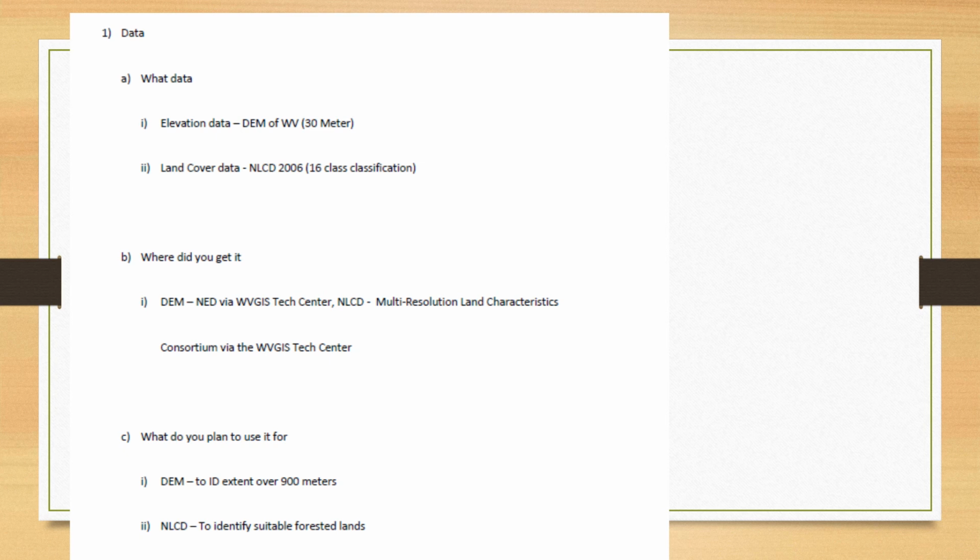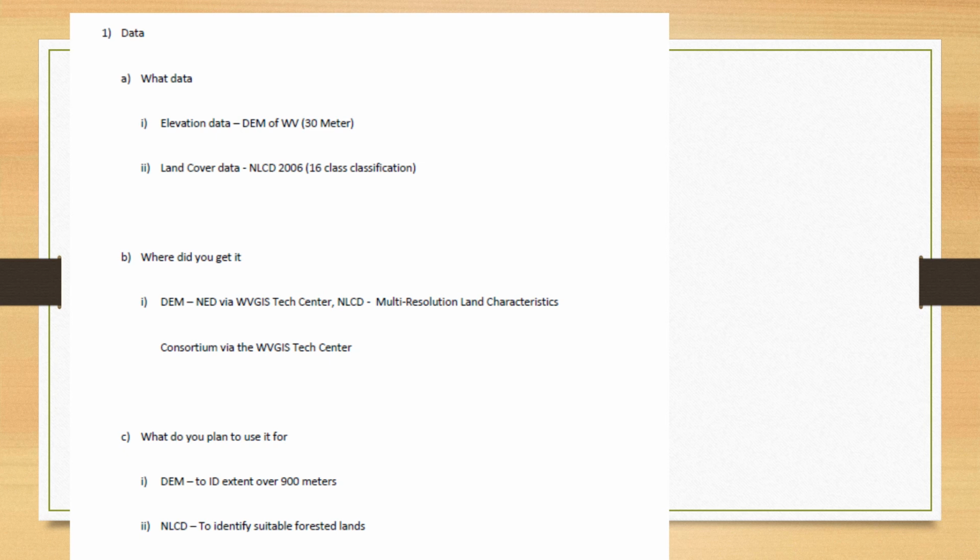What data? Underneath bullet 1A, subheading what data, and then I would list the data. Elevation data, a digital elevation model of West Virginia, a 30-meter one. And then land cover data, the NLCD 2006, which is a 16-class classification. And that's just a basic way of reminding me what it is.